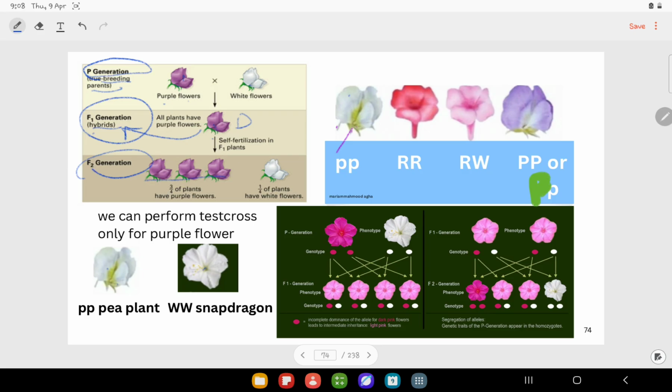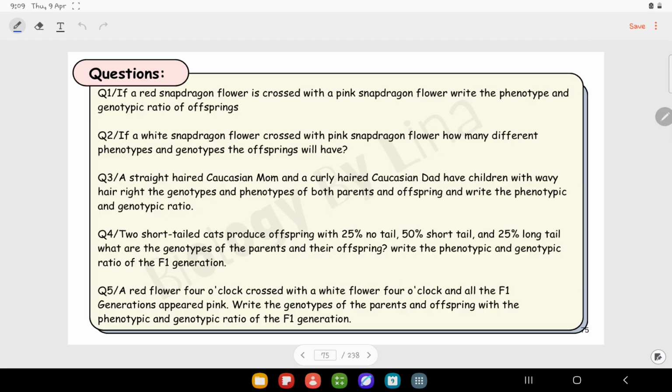This is for Mendel. What about incomplete dominance? For incomplete dominance, if we cross the red with white, all of them will be pink. And if we cross pink with pink, this is like the F2 generation. If we cross the pink flower, RW with RW, both of them heterozygous, we can get one of them red, two of them pink, and one white. So a 1 to 2 to 1 ratio. Here you have some questions about incomplete dominance. You can solve them, and if you have any question, let me know, please.